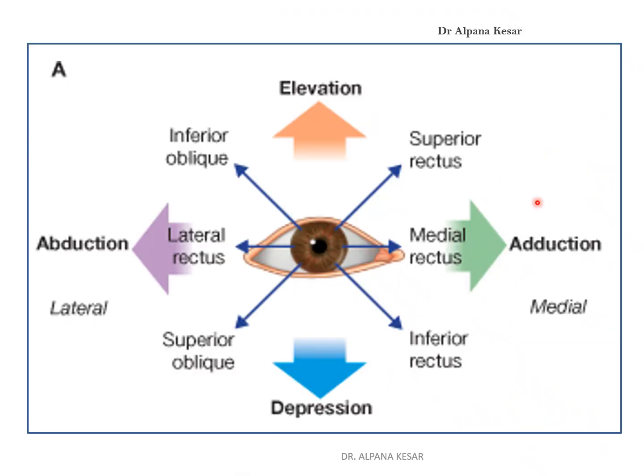This diagram summarizes the action of all the extraocular muscles of the eyeball and helps to remember the action of all the muscles easily. Medial rectus helps in the medial rotation of the eyeball. Superior rectus helps in the medial rotation and elevation of the eyeball. Inferior oblique helps in elevation and lateral rotation of the eyeball. Lateral rectus helps in the lateral rotation. Superior oblique helps in the depression and lateral rotation of the eyeball. Inferior rectus helps in depression and medial rotation of the eyeball.